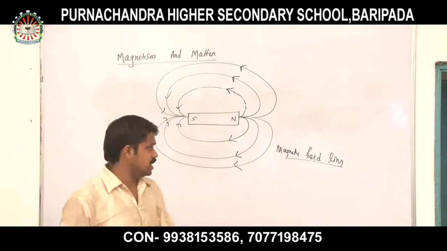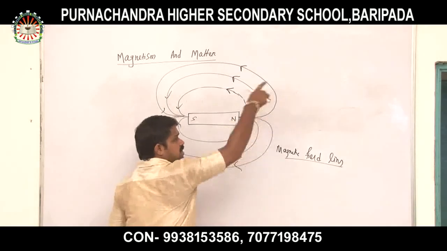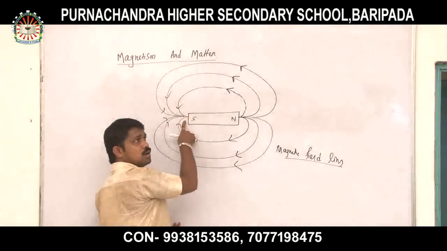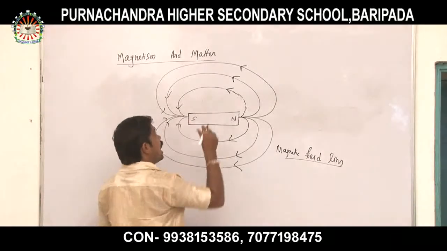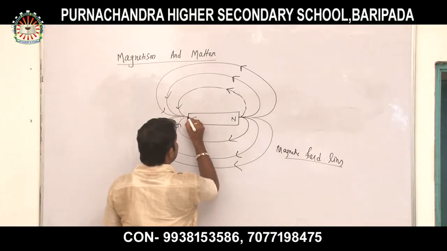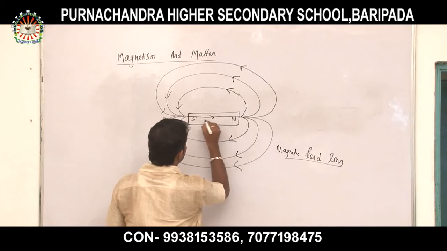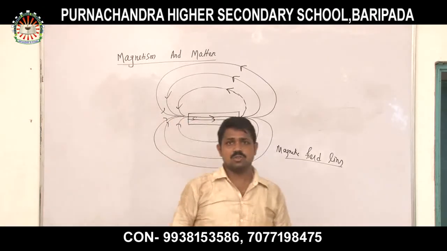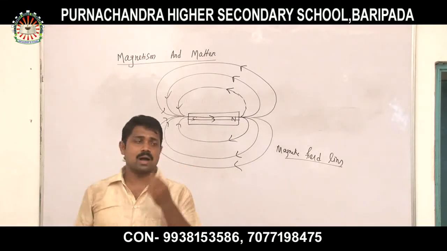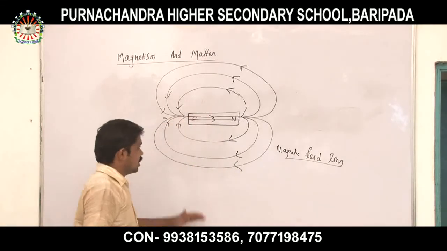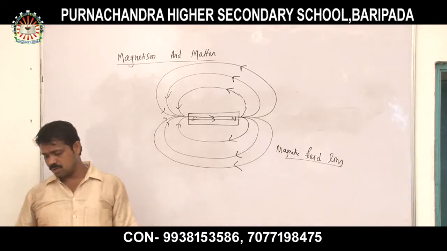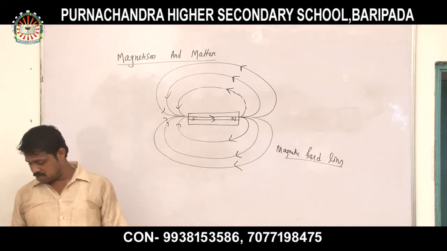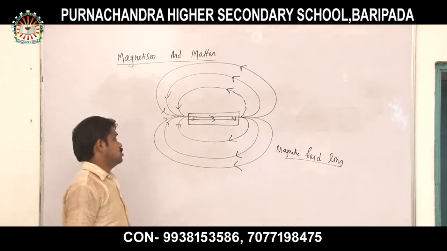And number two, they always emerge out from the north pole and enter into the south pole outside the magnet, and inside the magnet they move from south pole to north pole. Clear? So now I can discuss the properties of the magnetic field lines. So what are the properties?